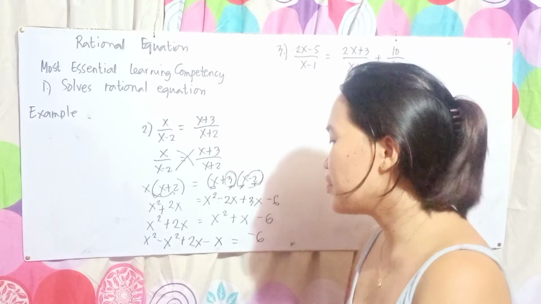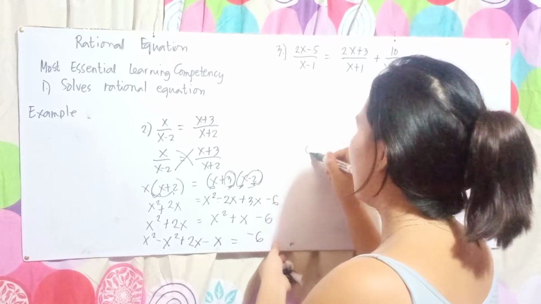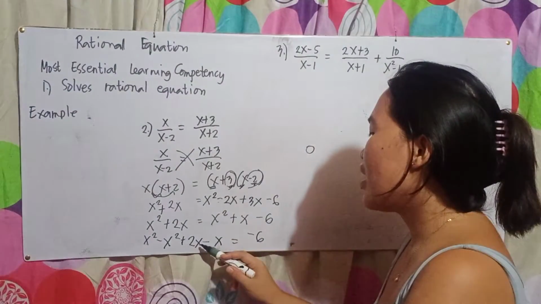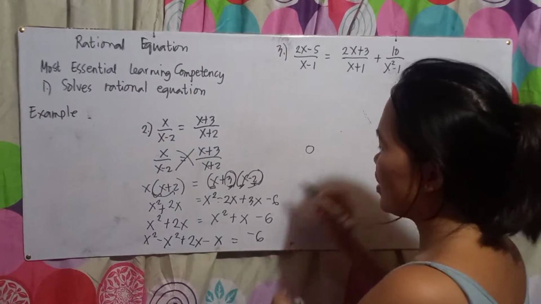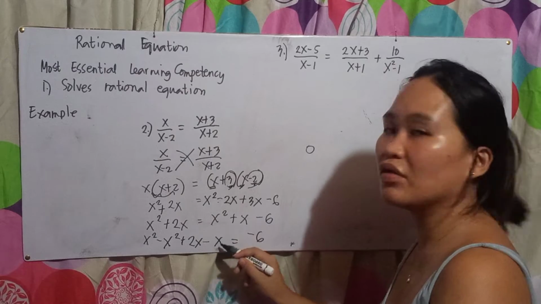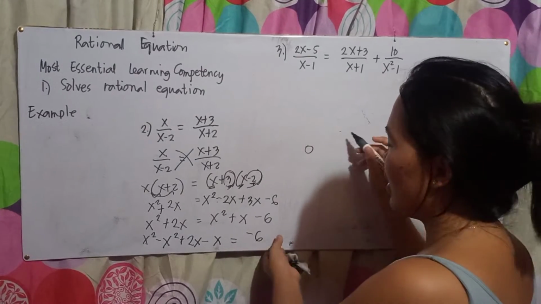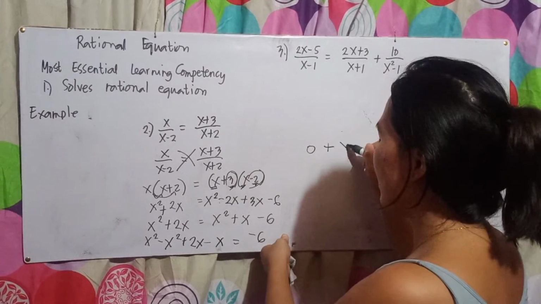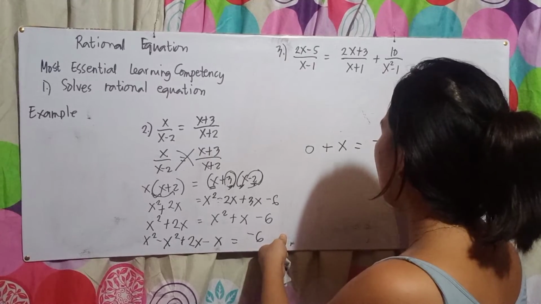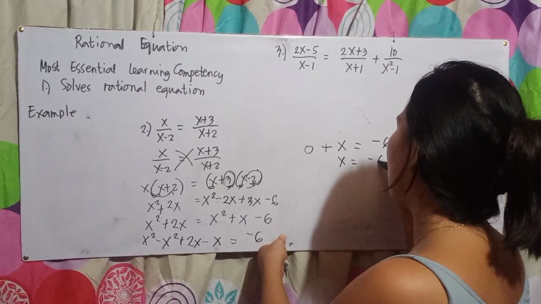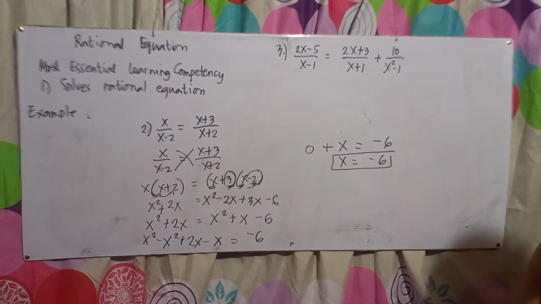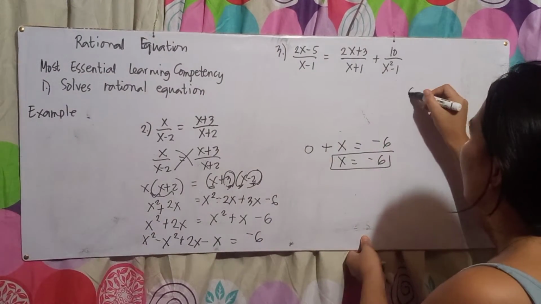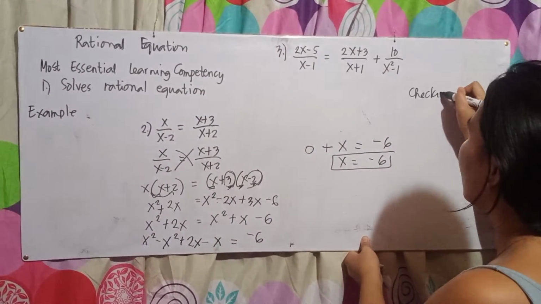Okay, next. X squared minus x squared. So, di ba, mag-0 naman na. So, mahimo na siyang 0. 2x minus x. So, since positive 2x man na niya, minus x na dira, so, i-minus. So, plus x equals negative 6. So, x equals negative 6. So, pag i-checking na to.